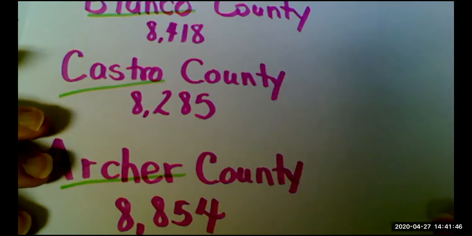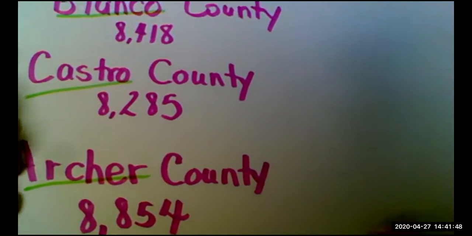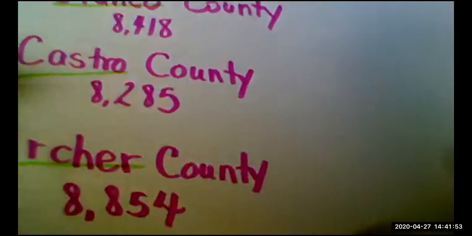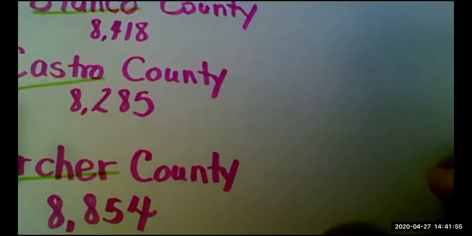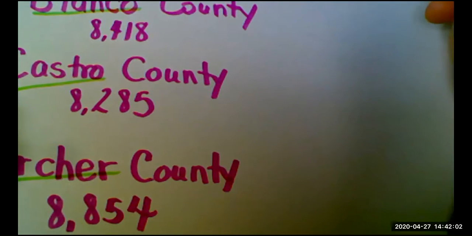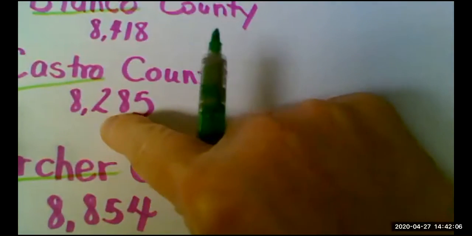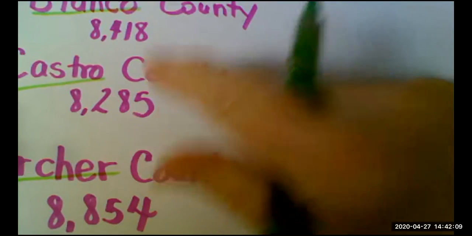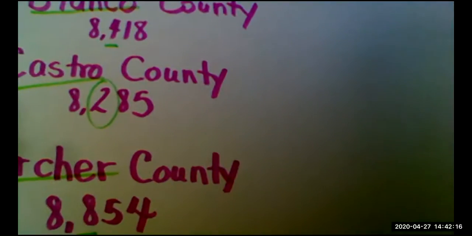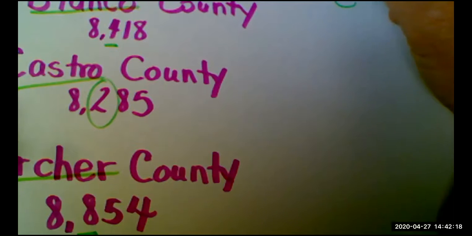Now, letter B says, list the names of the 3 counties. So we won't be writing any numbers. We'll be writing the names of the counties. Which one has the smallest population to the largest population? Well, the number 8,285 is less than 400 and 800. So we will say Castro County comes first.